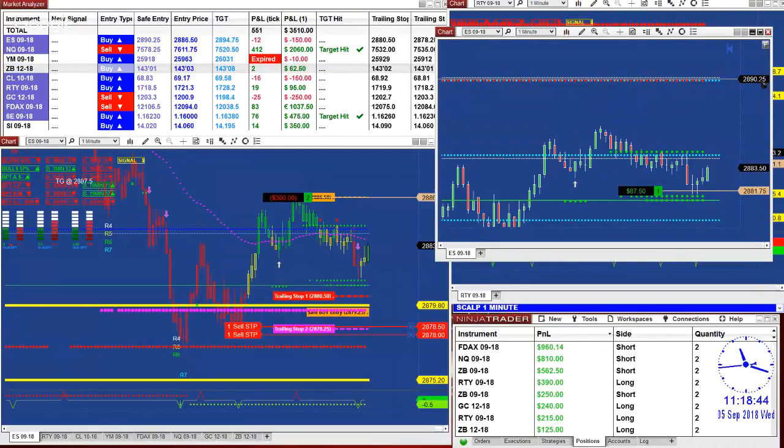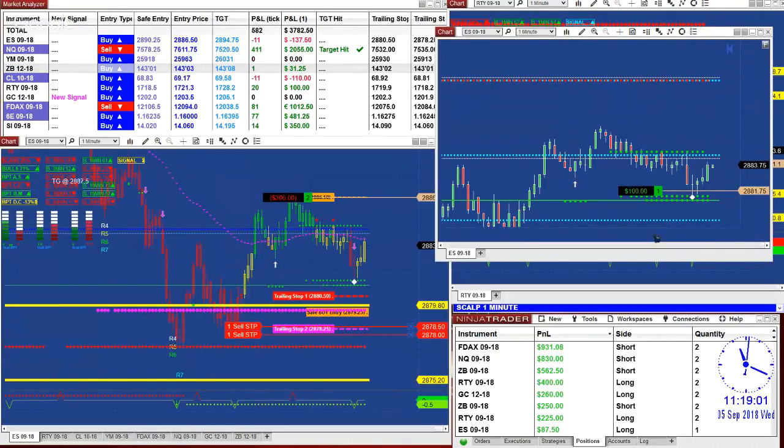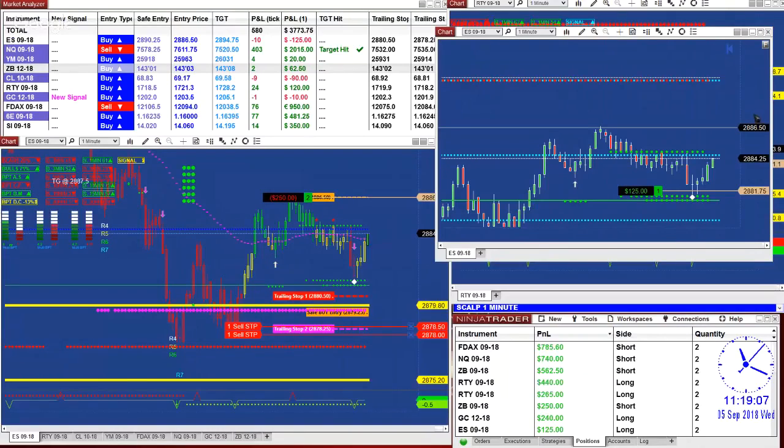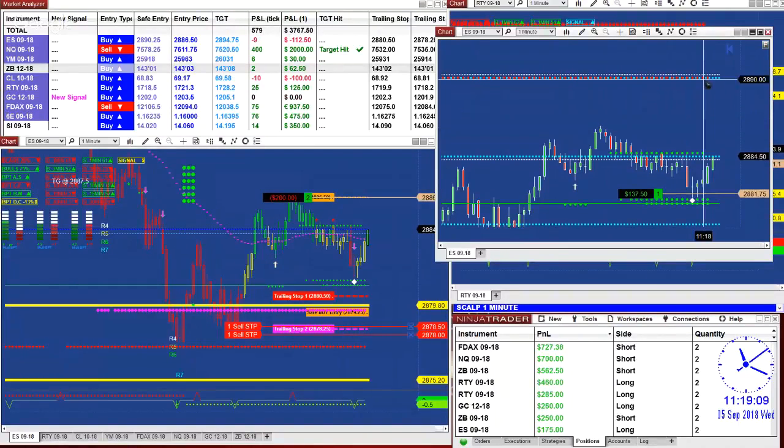So now our eye on this number, 84.50. This is a magic key. The 84.25, it is your magic key. If we break the 84.25, we are in a new ride all the way up here. There we go.